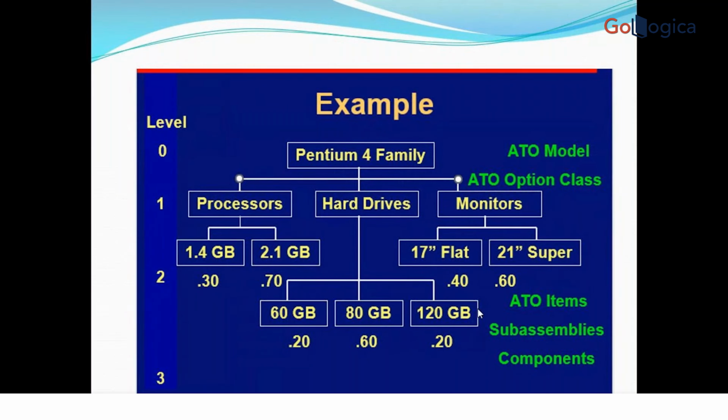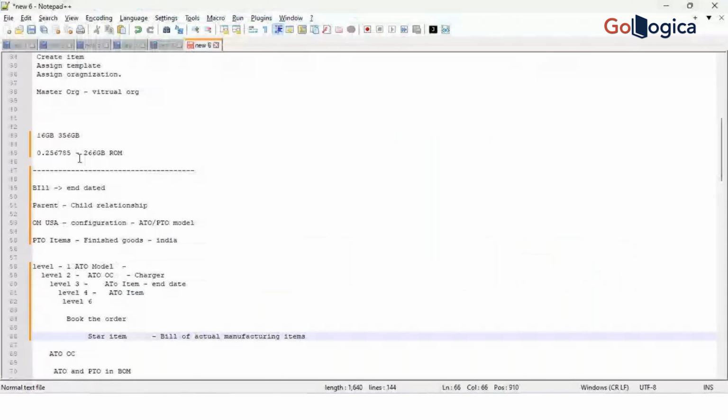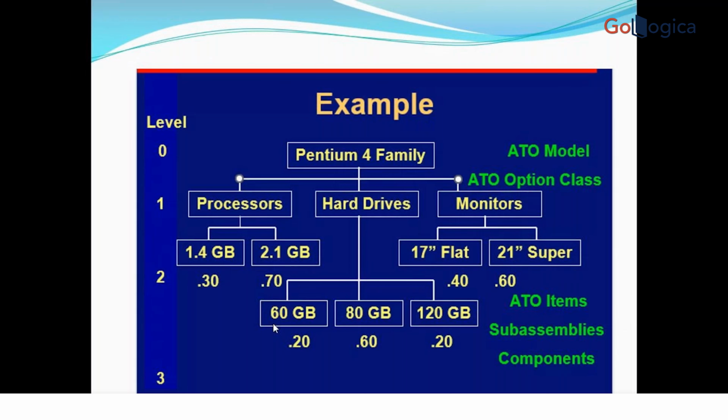How is 0.30 calculated? Is it a calculation? No, no, it's a part number. It defines the 266 GB ROM. This is the part number, some serial number. Okay, I got it.